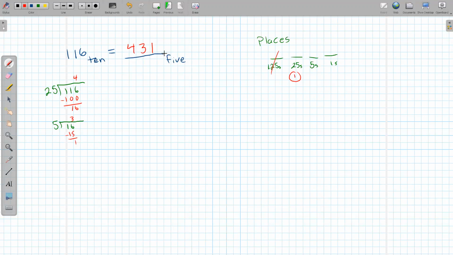I talked about this last week, do not read that as 431. That is not 400, that's 4 25s. It's not 30, that's 3 5s. So we just say 431 base 5 when you read that.